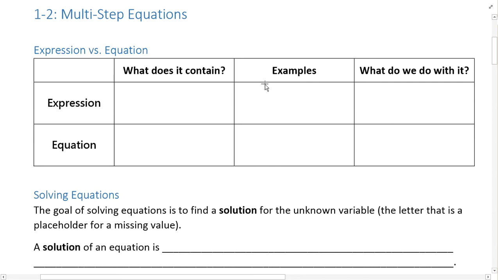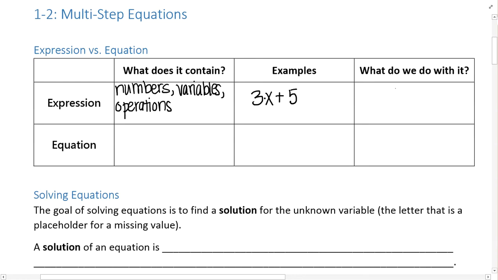So let's give an example of an expression. An expression is something that looks like this: 3x plus 5. What does it contain? It contains numbers, such as the 5 or the coefficient 3. It contains variables, such as x, and it contains operations, such as multiplying, such as the 3 times the x. Even though we don't see it, they are multiplying. We can put a dot there if we want to, or addition.